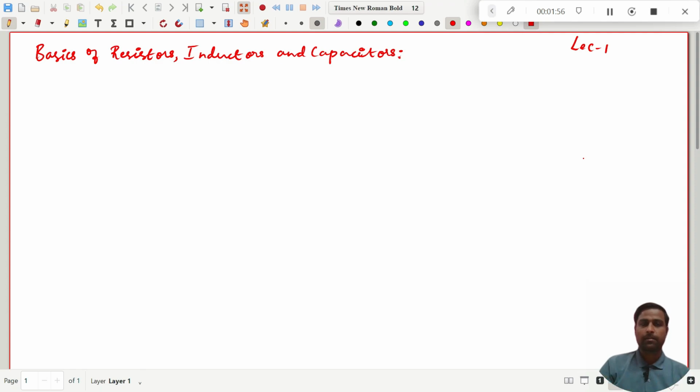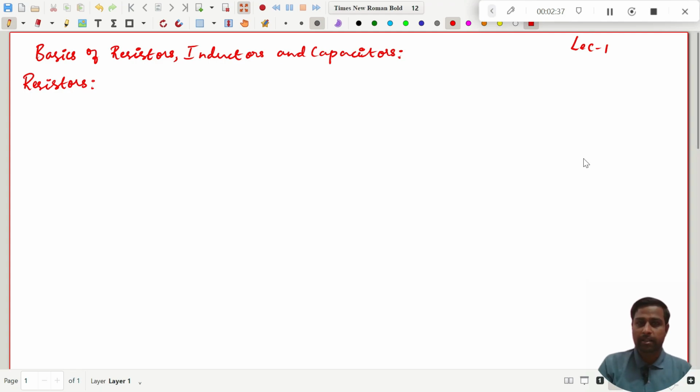In these lectures, we are going to see the very basics of these three elements, how they really work, what they are capable of. That is what we are going to see. First, I will take resistors. Everybody knows what resistors are. Resistors are current limiting elements. They oppose the flow of electrons in the electrical network.